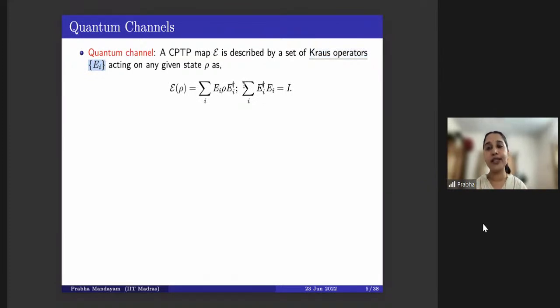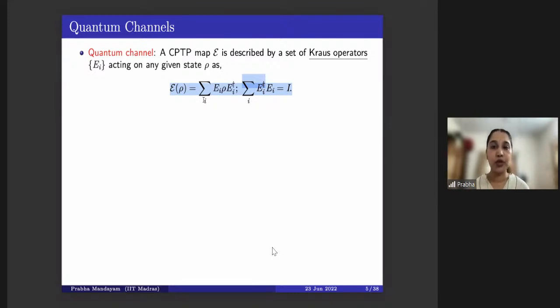And what makes this a physically valid map is this property that when I sum over the E_i dagger, dagger is the transpose conjugate action, so E_i dagger E_i together must sum to identity. Okay. So this is what is called an operator sum description, right?